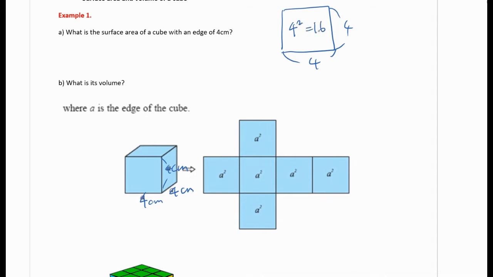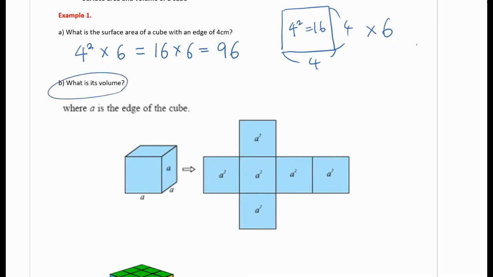Is that right? And how many squares do you have in a cube? 6. So what you do is you can just multiply 4 times 4, which is 16, times 6. Then the answer is 16 times 6, and that is 96. Okay?